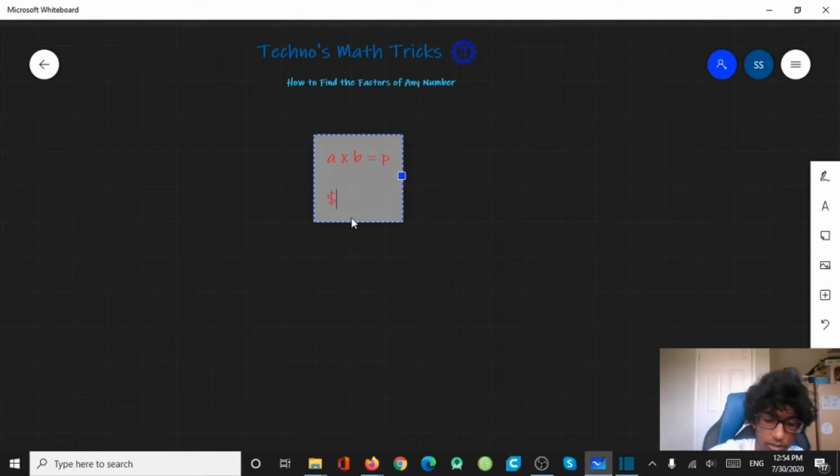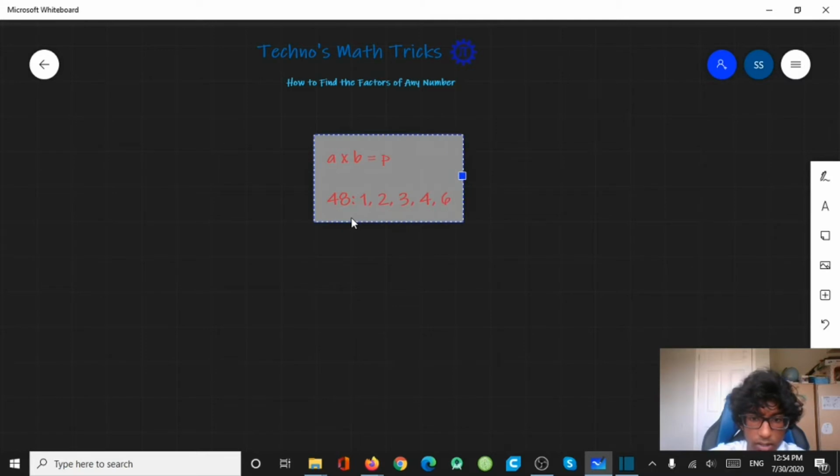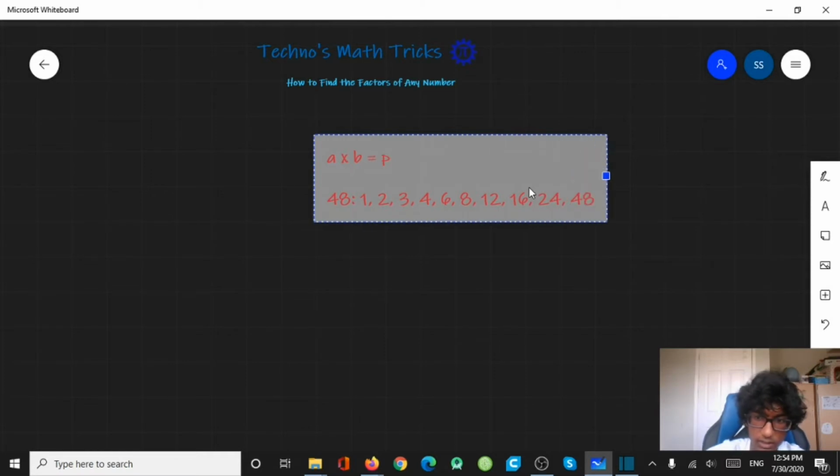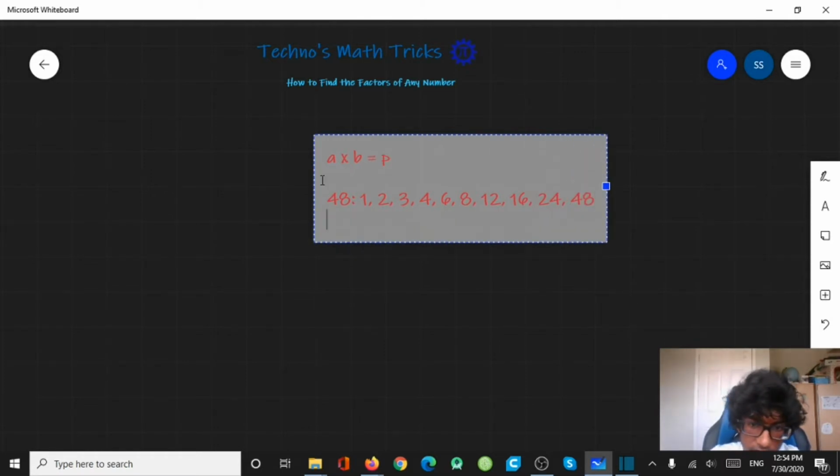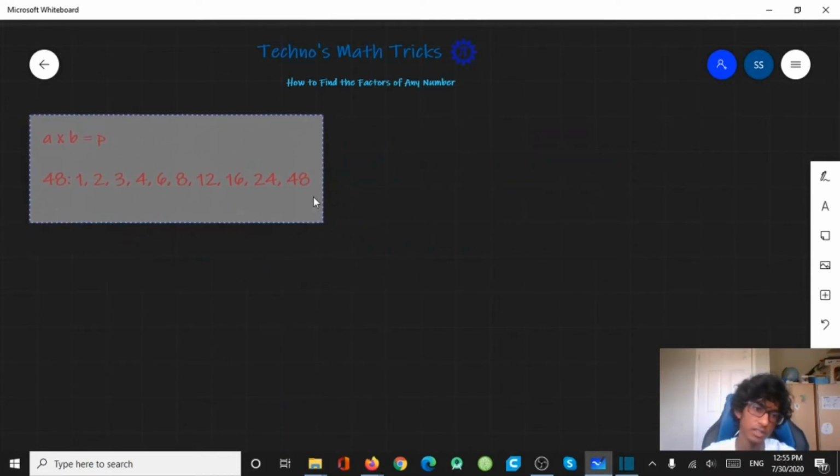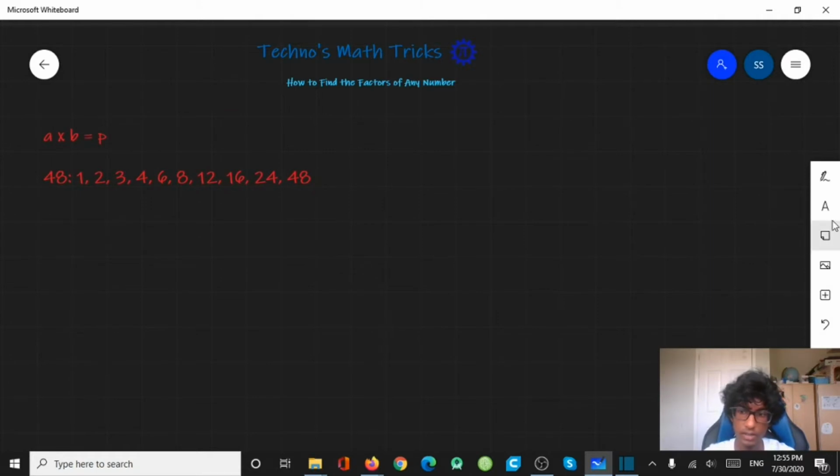This is the principle which I used in my equation. Let's say the factors of 48, for example. The factors of 48 are 1, 2, 3, 4, 6, 8, 12, 16, 24, and 48, right? All of these are just pairs of multiplication statements. 1 times 48 equals 48. 2 times 24 equals 48, and so on and so forth. That applies to all factors. That's the basic principle behind all factors.